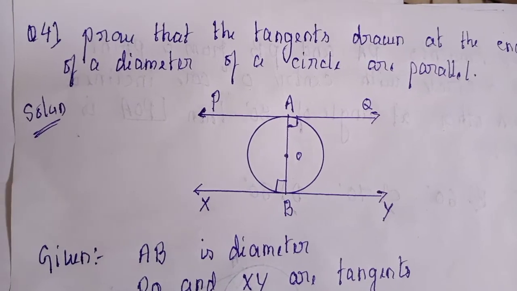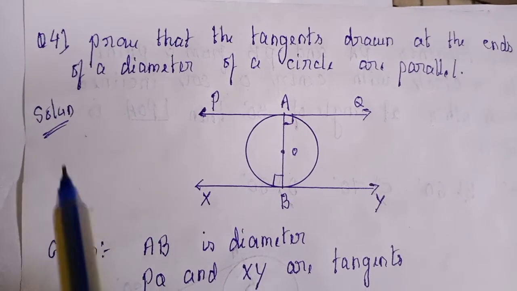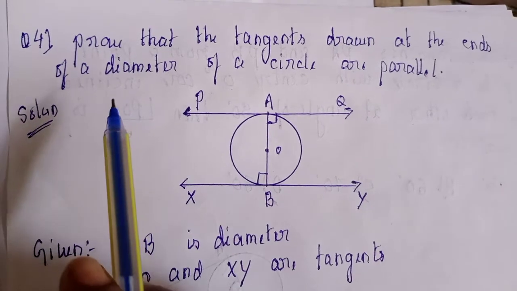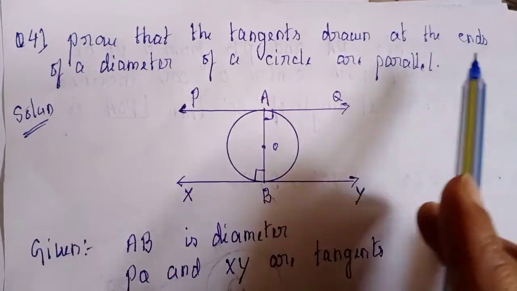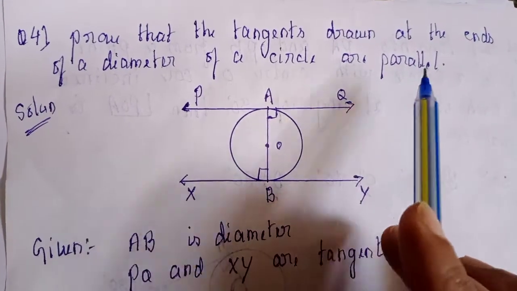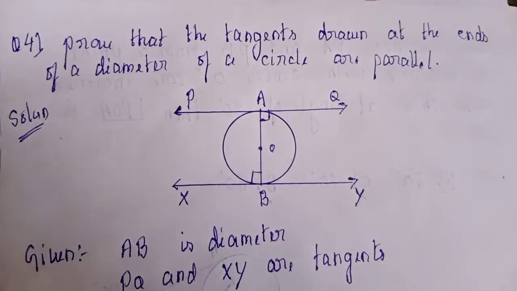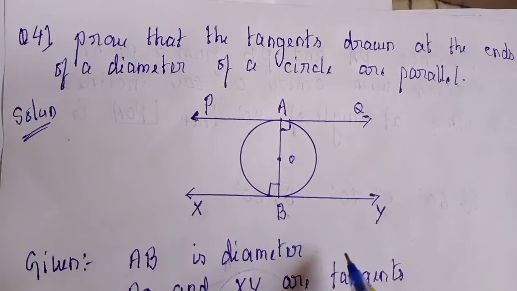Namaste children. Now let us continue the session with question number 4. What has been given? Prove that the tangents drawn at the ends of the diameter of a circle are parallel. So this is given. You have to draw the diagram on your own.